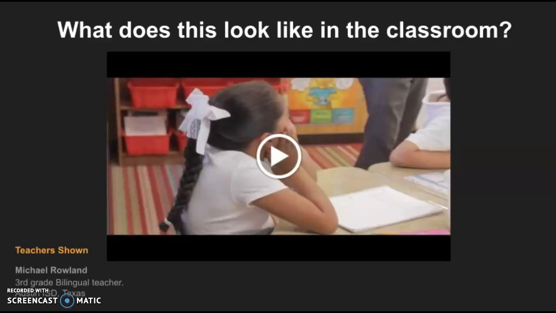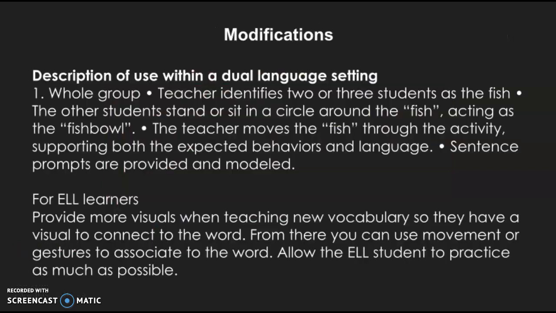What does it look like in the classroom? So teacher Sean Michael Rowland is practicing the Move It strategies that I've mentioned before.